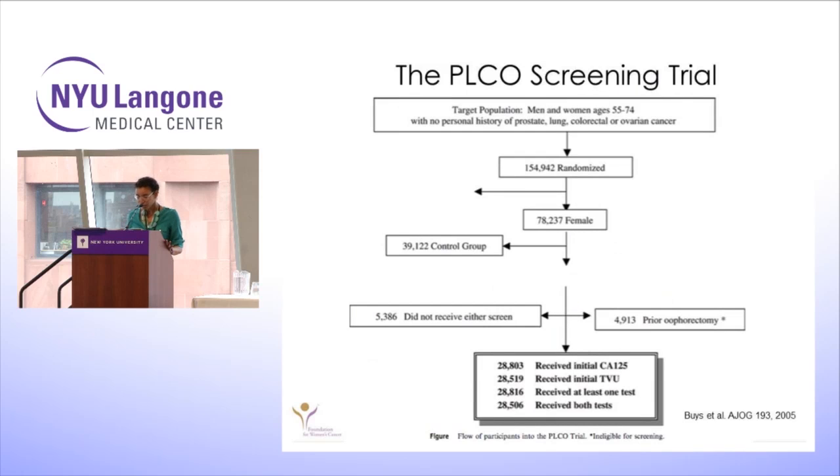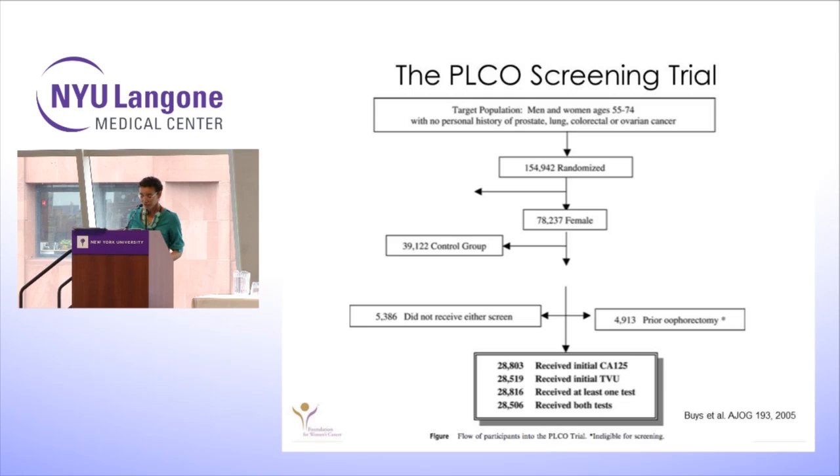So one of the main screening trials that was conducted in this country actually got reported in 2005. This is the PLCO trial. This was a very ambitious trial looking at multiple disease sites, including prostate, lung, colon, and ovarian cancer. And the idea was to look at postmenopausal women who are at average risk and no personal history of ovarian cancer, and see if screening could alter their risk, right? So could we identify these cancers?